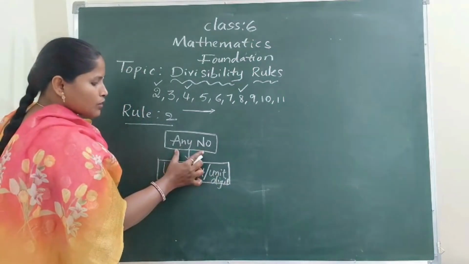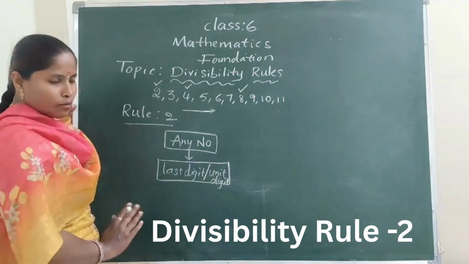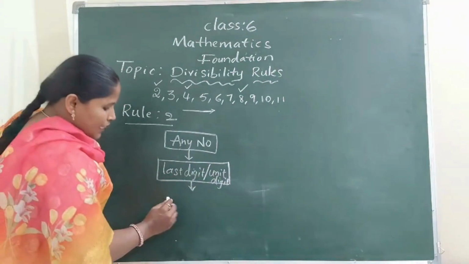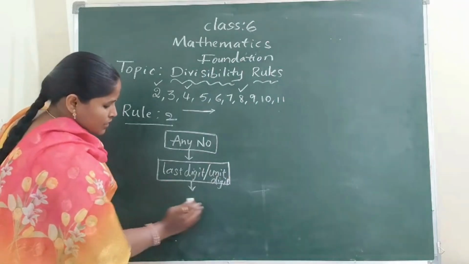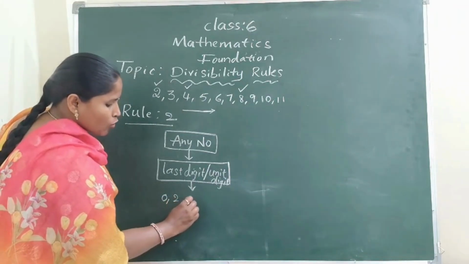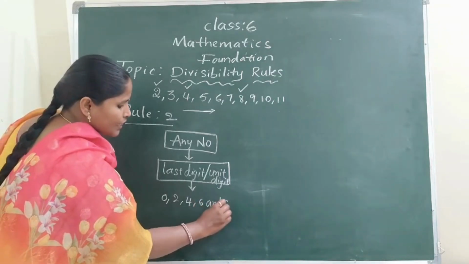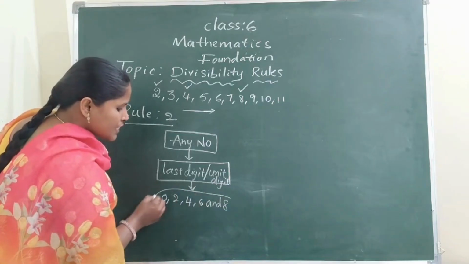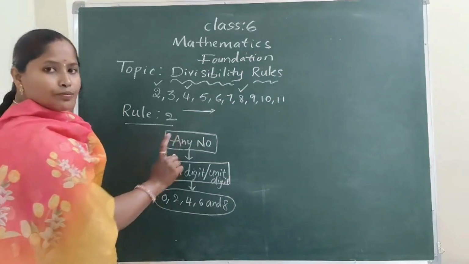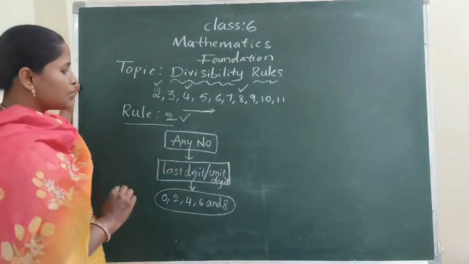Any number you consider, you focus only on the last digit of the number. If the last digit is any one of these numbers, 0, 2, 4, 6 and 8, that is, if these digits are present in the units place, then the number is divisible by 2. Let us check with a number.